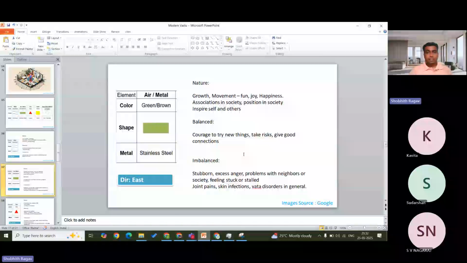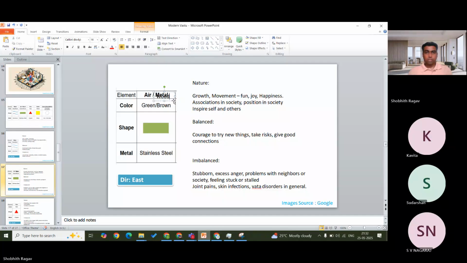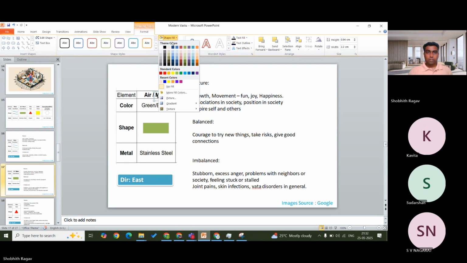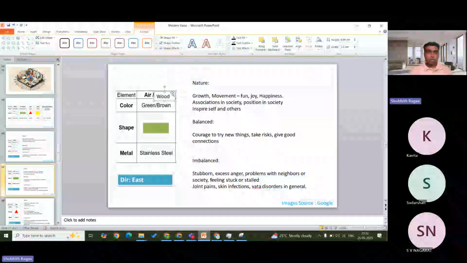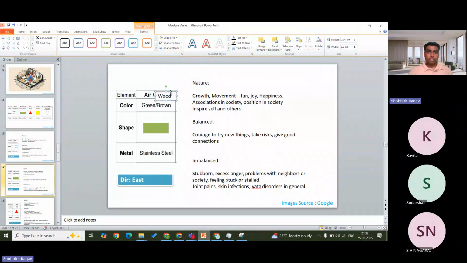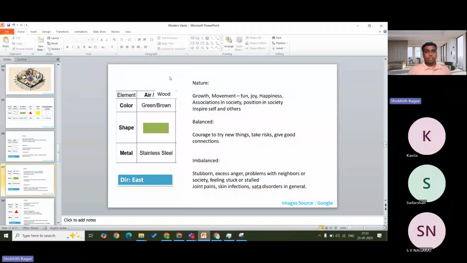Then we have the air element. For the air element we generally consider two colors, green and brown, because in a tree the leaves are green in color and the branches and roots are brown. There is one mistake here: this is the wood element, not metal. We call it either air element or wood element. Wood is a Chinese terminology. They call it wood, and in Indian metaphysics we call it air element.